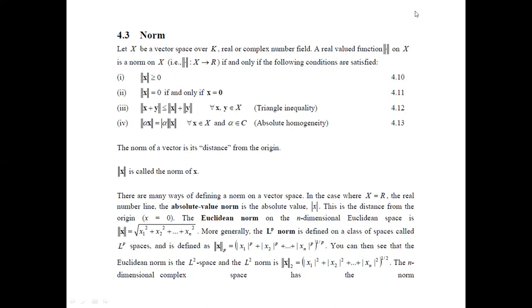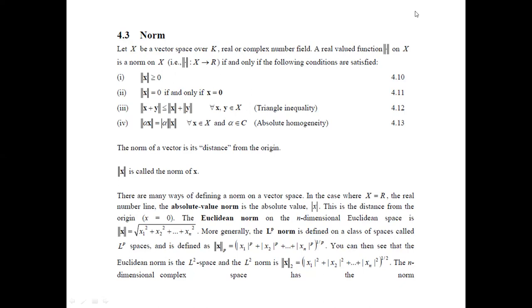The best you can have is that the norm of x plus y will be equal to norm of x plus norm of y, which means that x and y are in the same direction. Norm of alpha x is the absolute value of alpha times norm of x, for all x in X and alpha in C. The norm of a vector is its distance, in quotes, from the origin.